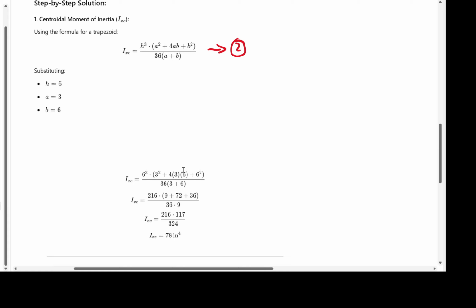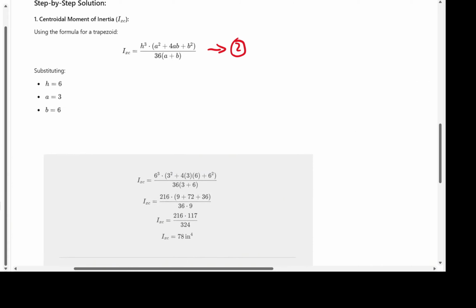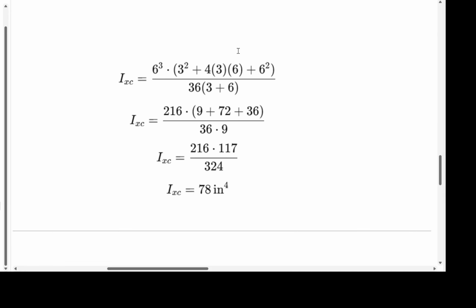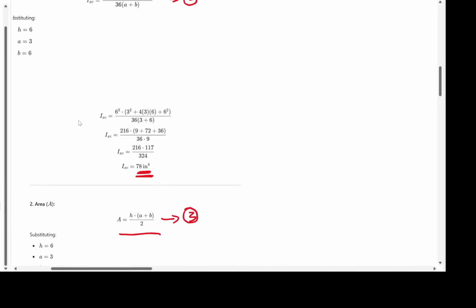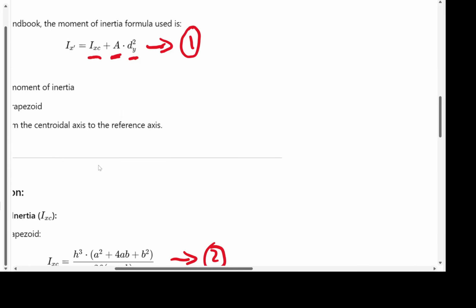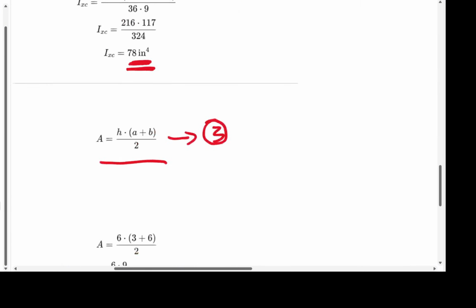That will look exactly like this. Ixc is equal to h cubed into a squared plus 4ab plus b squared by 36 into a plus b. With substitution, you will get Ixc is equal to 6 cubed into 3 squared plus 4 into 3 into 6 plus 6 squared, by 36 into 3 plus 6. Once you put it in your calculator and solve it, you will get 78 inches to the power 4, not inches. Units are very important because this is moment of inertia. This is going to be inch to the power 4. Got it?